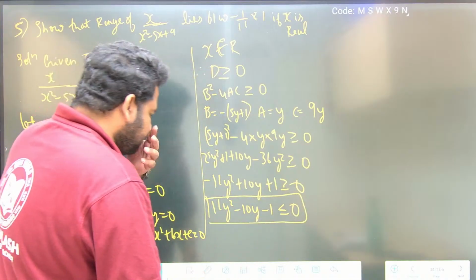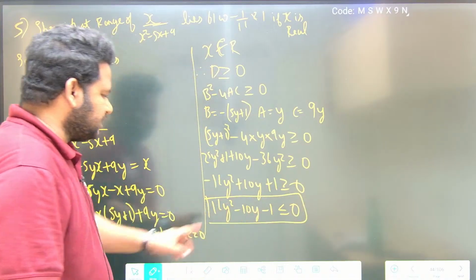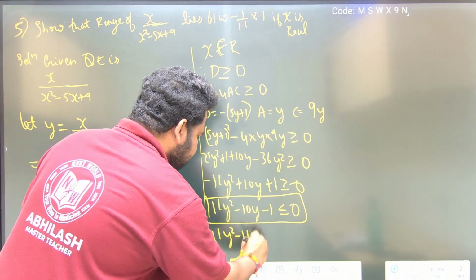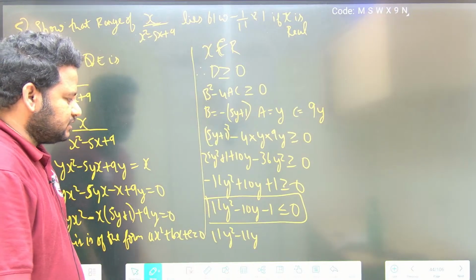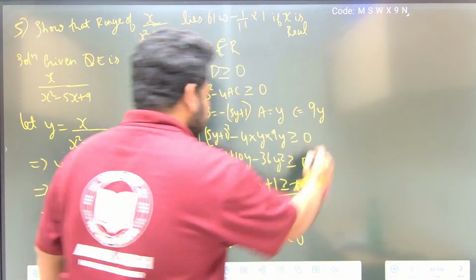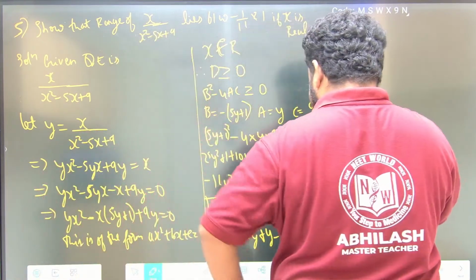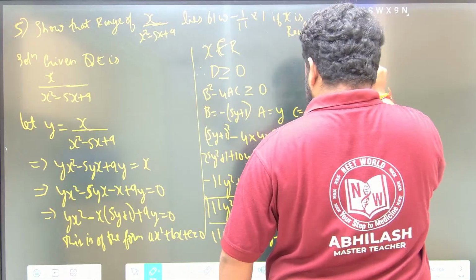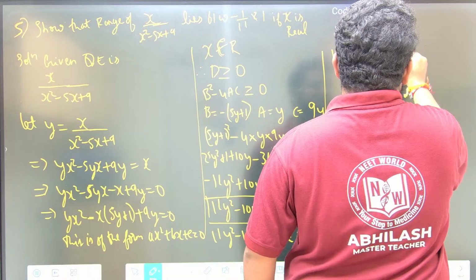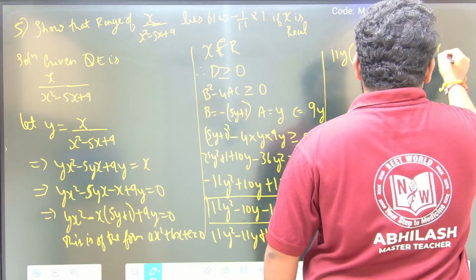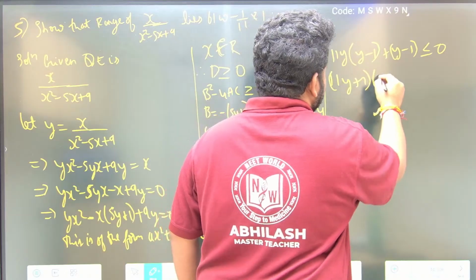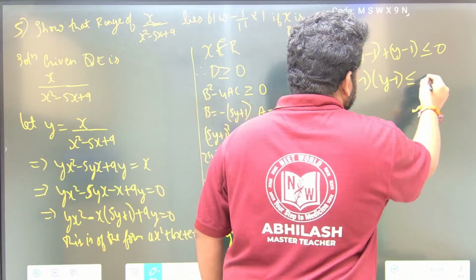Next, what can I do? 11y square minus 10y, I have to get minus 11y, so I can write it as 11y square minus 11y plus y minus 1 is less than or equal to 0. Now I can take 11y common, so this will be 11y into y minus 1, plus y minus 1 is less than or equal to 0. I will have 11y plus 1 and y minus 1 as the factors.